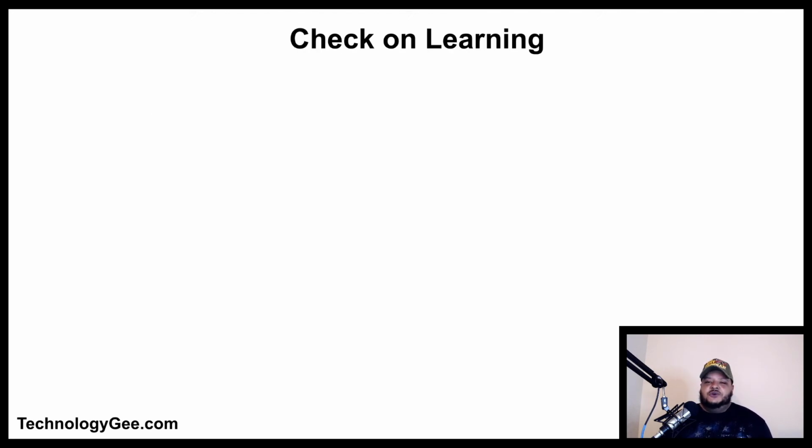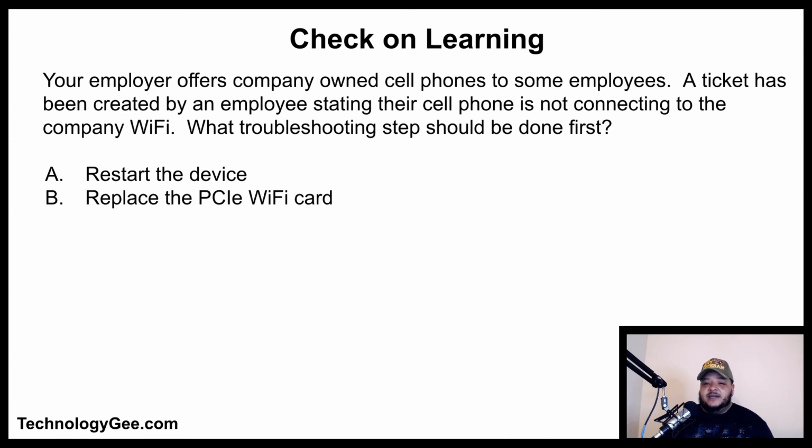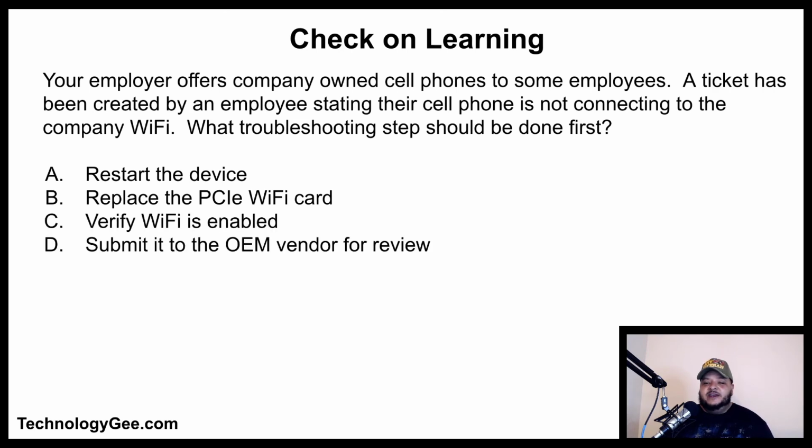All right, let's get into some check on learning, shall we? So the first question is, your employer offers company-owned cell phones to some employees. A ticket has been created by an employee stating their cell phone is not connecting to the company Wi-Fi. What troubleshooting steps should be done first? Is it restart the device? Is it replace the PCIe Wi-Fi card? Is it verify that Wi-Fi is enabled? Or is it submit it to the OEM vendor for review?